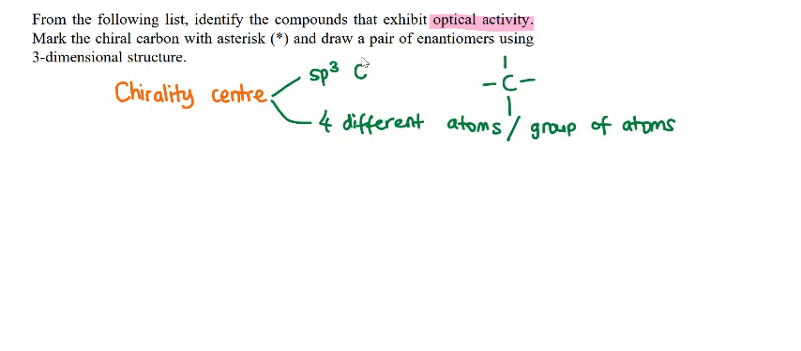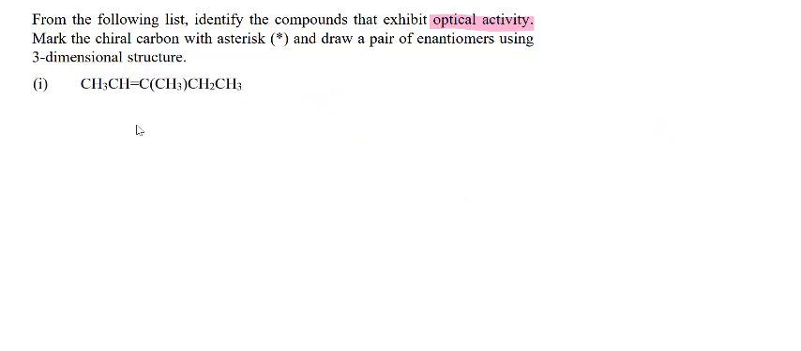So there are 2 requirements for the carbon to have a chiral center, a chirality center. First, it must be an sp3 carbon. Second, that carbon must attach to 4 different atoms or groups of atoms. So let's have a look at the first structure. First we are going to identify the sp3 carbon. For this carbon we have 3 hydrogens and 1 carbon.